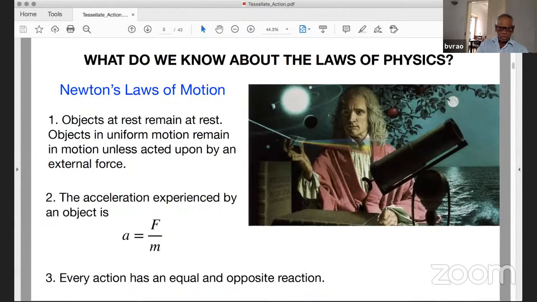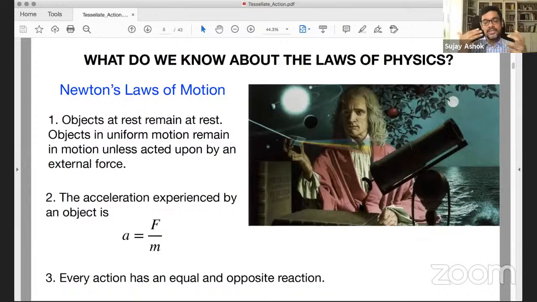The first one introduces the concept of inertia, which is to say that objects at rest remain at rest. And if the object is in uniform motion, it will continue to remain in uniform motion unless an external force acts on it. Okay? Then the second law says what happens when an external force acts on the object. It says that if an external force acts, then the object experiences an acceleration, which means that its velocity changes as a function of time. And the acceleration is directly proportional to the force that acts on it.